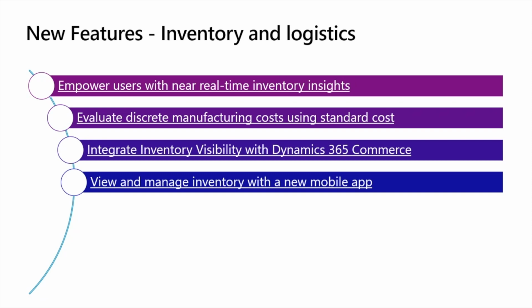Next one is view and manage inventory with a new mobile app. This is a new mobile app that will be available for managing inventory in Dynamics 365 supply chain management. It can check on-hand stock, item availability, and batch details across legal entities and location.